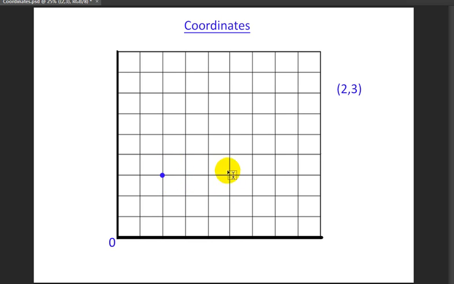We could also make another point. So let's make a point here, for example. And what would be its coordinates? Well, how many steps to the right? 1, 2, 3, 4, 5, 6, and then 4 steps up. So the coordinates here would be, I open parentheses, 6 to the right, 4 steps up. Those are the coordinates of that point.